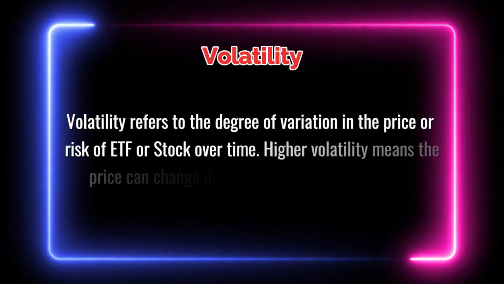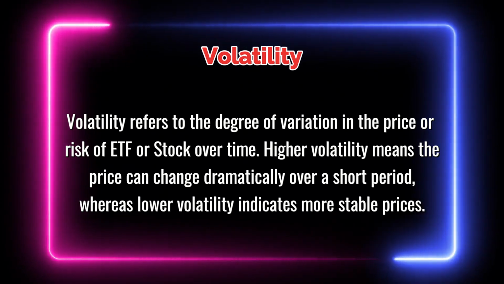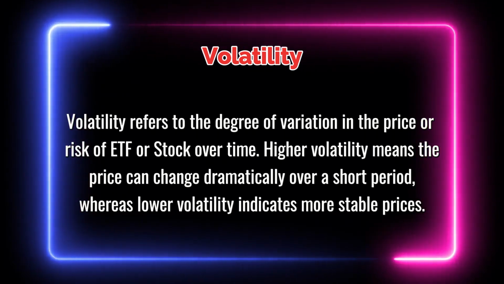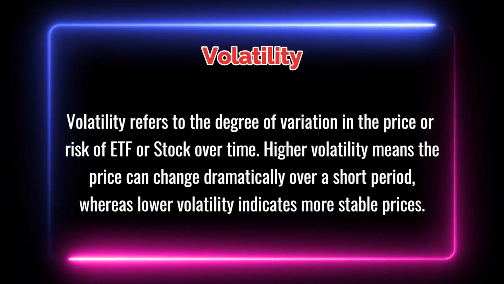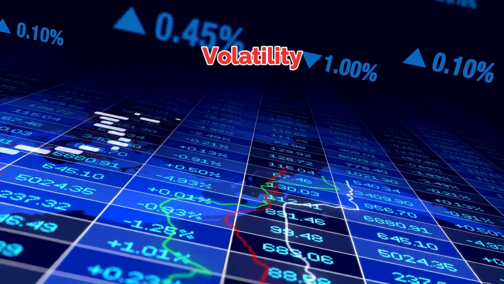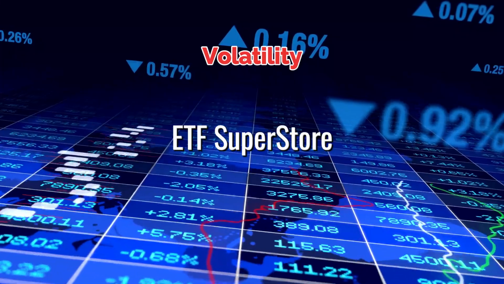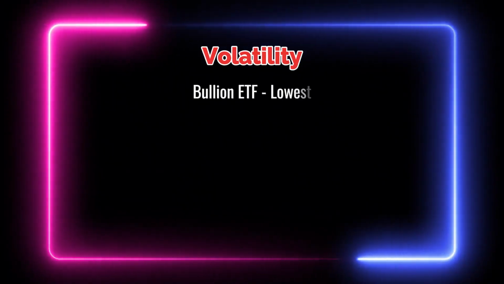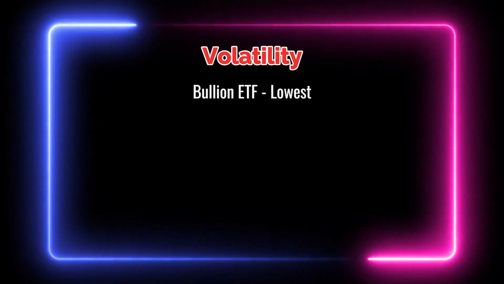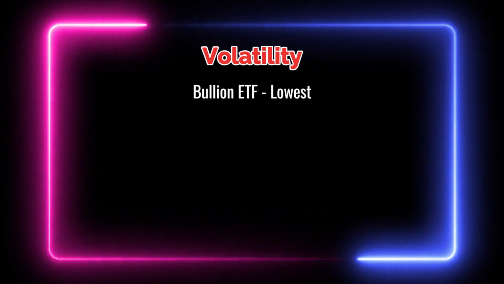Volatility refers to the degree of variation in the price or risk of an ETF or stock over time. Higher volatility means the price can change dramatically over a short period, whereas lower volatility indicates more stable prices. In our ETF SuperStore, the volatility of the various categories is as follows. Bullion ETF. These ETFs have the lowest volatility. They are backed by precious metals like gold and silver, making them relatively stable.